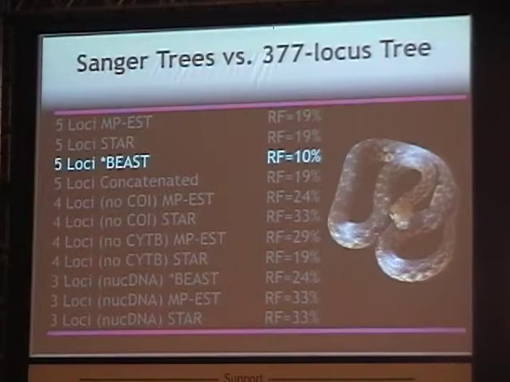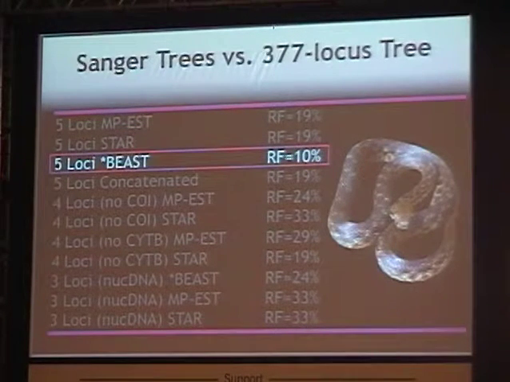If we take a look at how those Sanger trees compare to that 377 locus data set, don't focus too much on the stuff that's gray, that's not so awesome. What's really good here is if you use all 5 loci, that's as close as you're going to get, and you have to use Starbeast in this circumstance in order to get there. So it's still not an identical topology, but it's 10%. I think that on this tree that's about 2 nodes moving around the tree. And so it's not really that bad. And you could probably get better if you added just a few more loci in there.